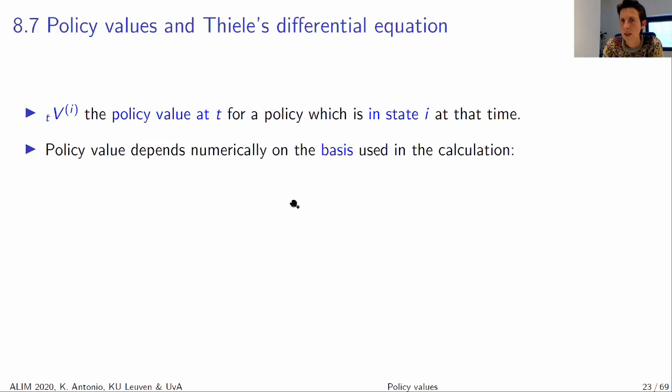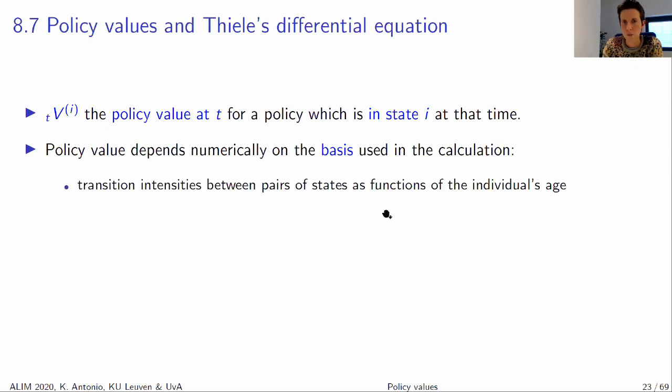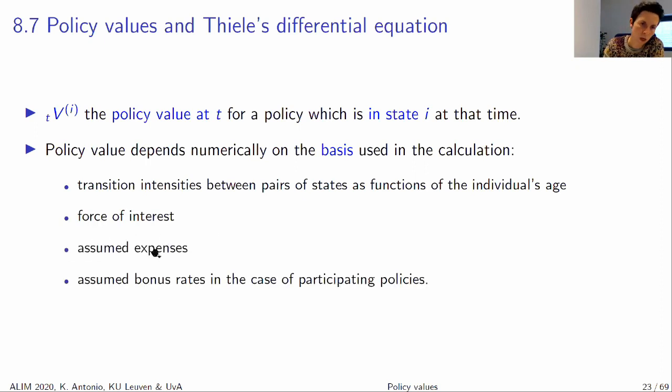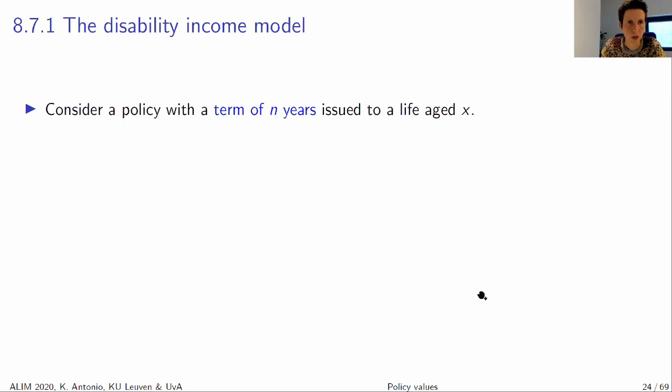Of course, to do any kind of calculations, you need a certain basis. So you need assumptions about transition intensities, you need a force of interest, you need to assume certain expenses. If there are any participating policies, you need to take bonus rates into account and so on. So the only point that I want to make here is you need to put all this together before you can do the calculations of these policy values. All right, so let's do that with a specific example.